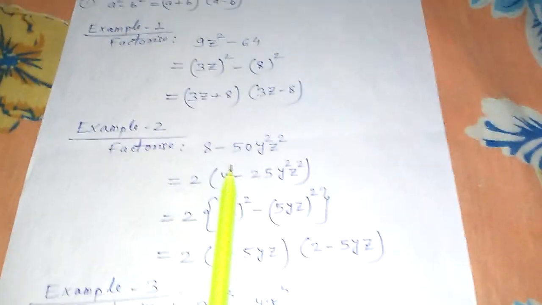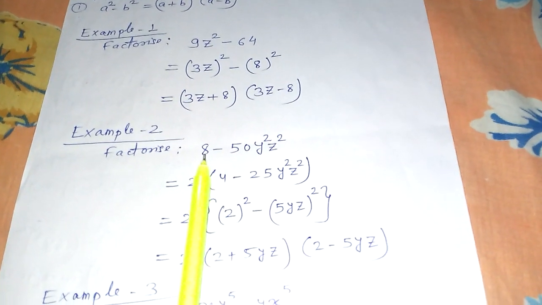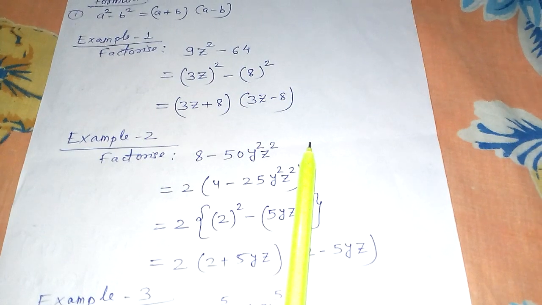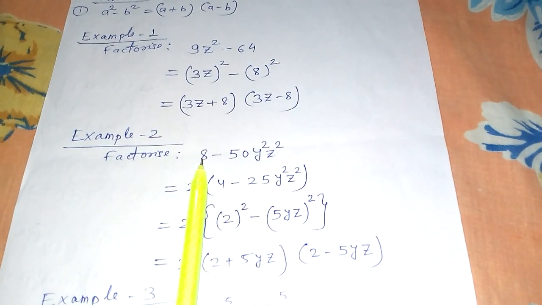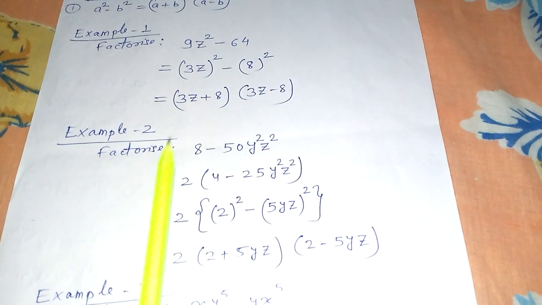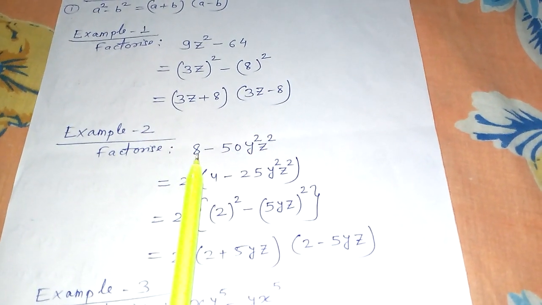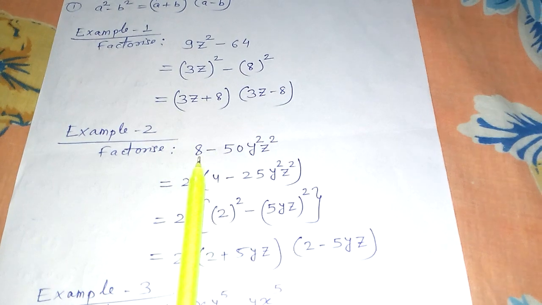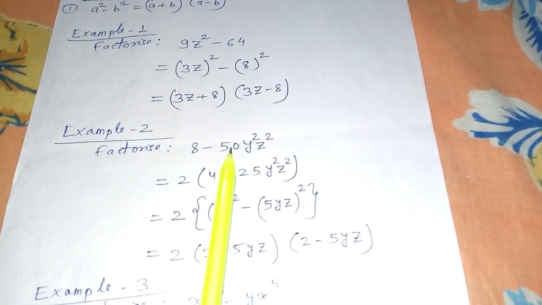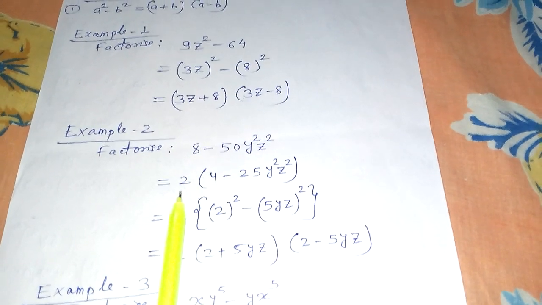Now a little bit different example. Same factorize, but the question is 8 minus 50y square z square. But you can see 8 doesn't become the square of any number. So what should we do in this question? We have to take a common factor. What is common between 8 and 50? In both numbers, 2 is common.